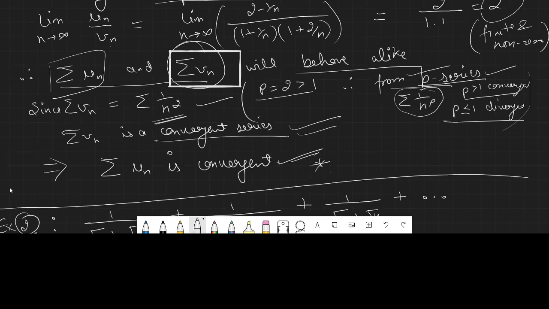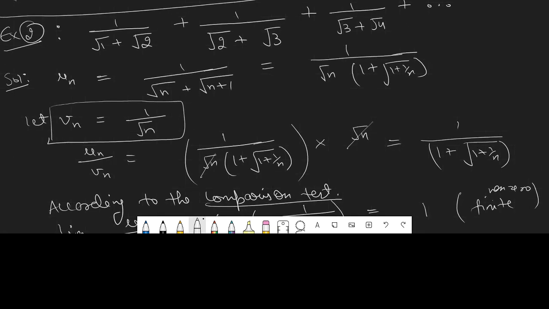Now we'll take a second example, a little different from that. The second example is 1 by (root 1 plus root 2), plus 1 by (root 2 plus root 3), plus 1 by (root 3 plus root 4), and so on. First we have to choose the un. It is easy to see un is 1 by (root n plus root n plus 1). If you take root n common and apply the same thing as in the last question, the power of n in the denominator minus the power of n in the numerator gives 1 by 2 minus 0. So we can take Vn equal to 1 by root n.